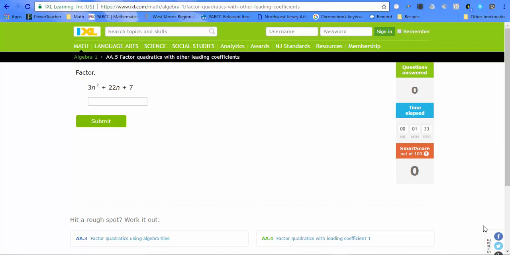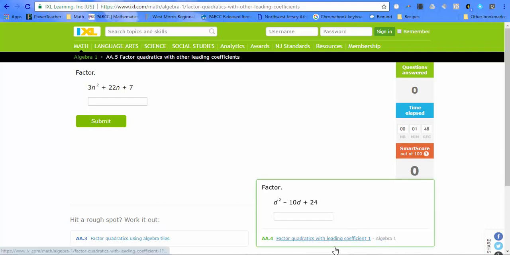In this video, we are going to review how to factor when our quadratic has a leading coefficient that is not 1. To get some problems to do, we're going to work on IXL together. So our first problem that IXL gives us is 3n squared plus 22n plus 7.